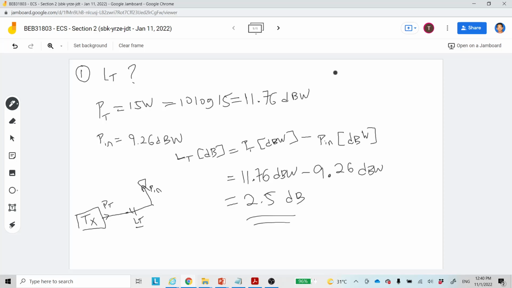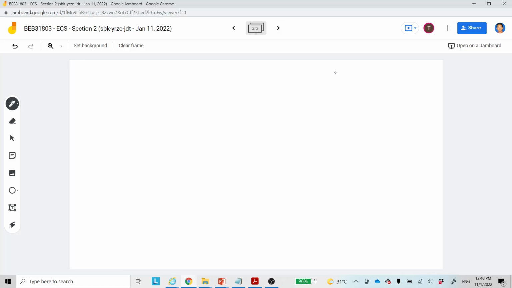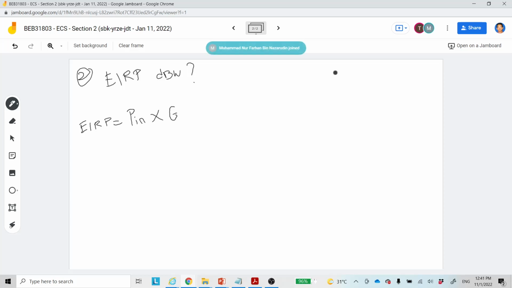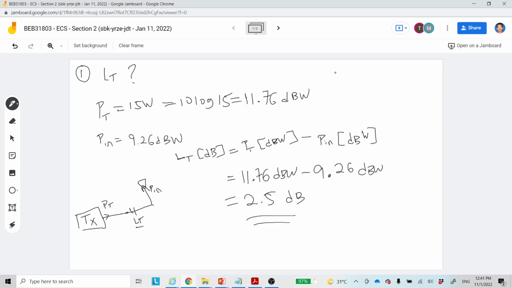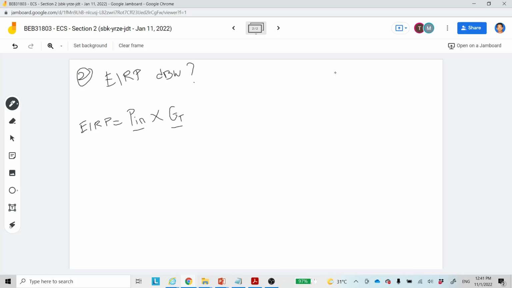EIRP yang kita belajar apa? Ini saya next. Question number 2 dia tanya berapakah EIRP dalam sebutan dBW. How much? And we have learned in the notes that EIRP bersamaan dengan P input darabkan dengan GT. So now the issue is, we don't know how much is GT. P input kita dah tahu tadi, diberikan dalam soalan. So, we need to find GT.